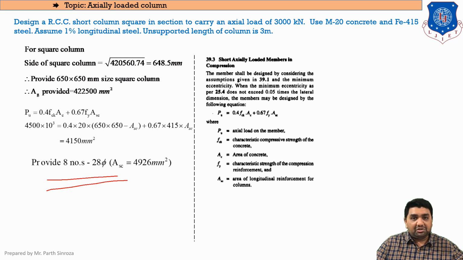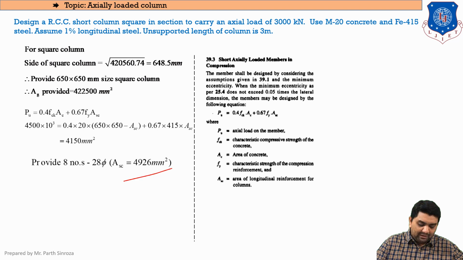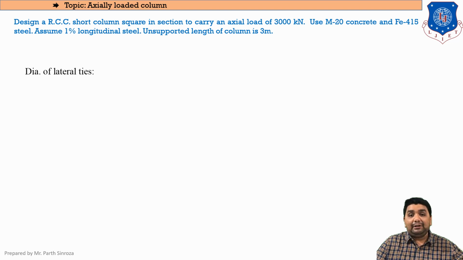Here I have provided a homogeneous section, you can still vary it, but just keep in mind that the ASC provided value should always be greater than the ASC required value. Clear? There is no limitation that you need to just provide a slightly higher value. That is, if I am getting a value of 4150, then my provided value should be 4200, 4300, there is no such limitation. You can provide any steel content, but the only check required is that the ASC provided should be greater than ASC required. Clear?